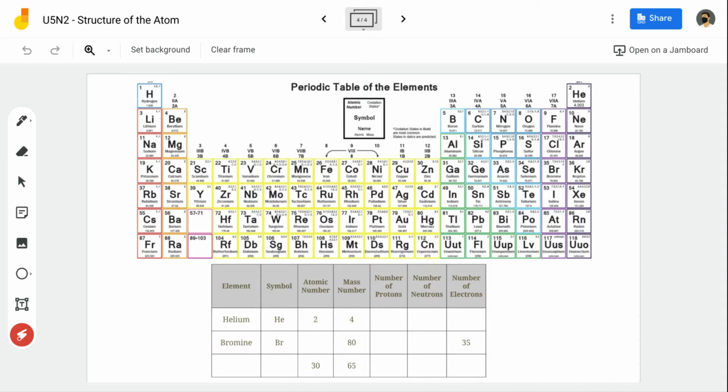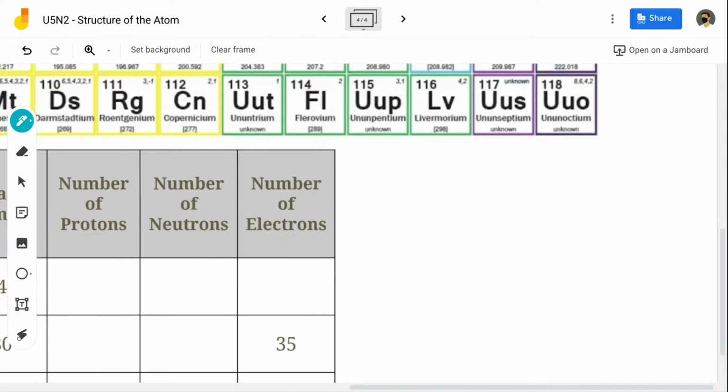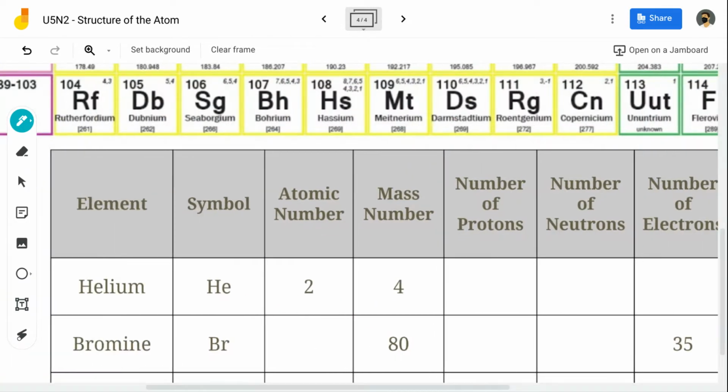So your homework will look like this. We're going to try to put information in this table at the bottom, and in order to fill that table in, we're going to look at the periodic table of elements here at the top. For the first element, we have helium. Helium is in the top right corner of our periodic table, and if I zoom in a little bit on that cell, we can see that it has a 2 at the top and then a 4.003 at the bottom. We're going to take that 4.003 and round it to 4 for our mass number. That information is already in the table. We've got helium, the symbol, the atomic number of 2, and the mass number of 4.